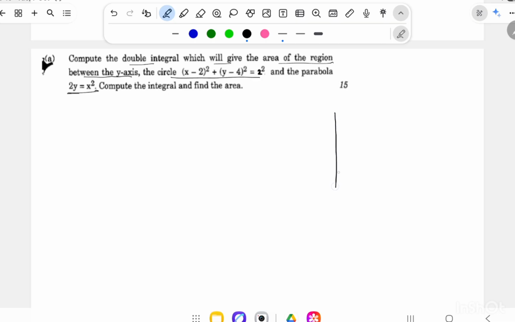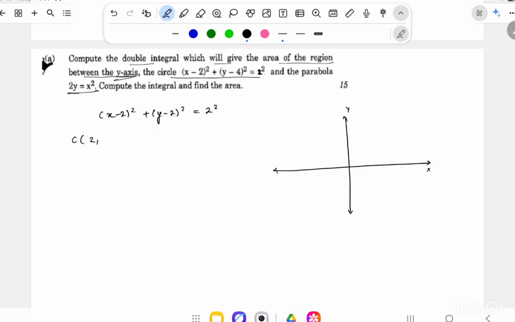So let this be my y-axis, and let's assume that this is x-axis. So first line of the area is y-axis, that is this line. Second is a circle, so circle is (x minus 2) square plus (y minus 4) square is equals to 2 square. So that means center of circle is (2, 4), and radius of circle is basically 2 units. So let's see where (2, 4) lies. 2 lies somewhere here, and 1, 2, 3, 4. So center of circle lies somewhere here.